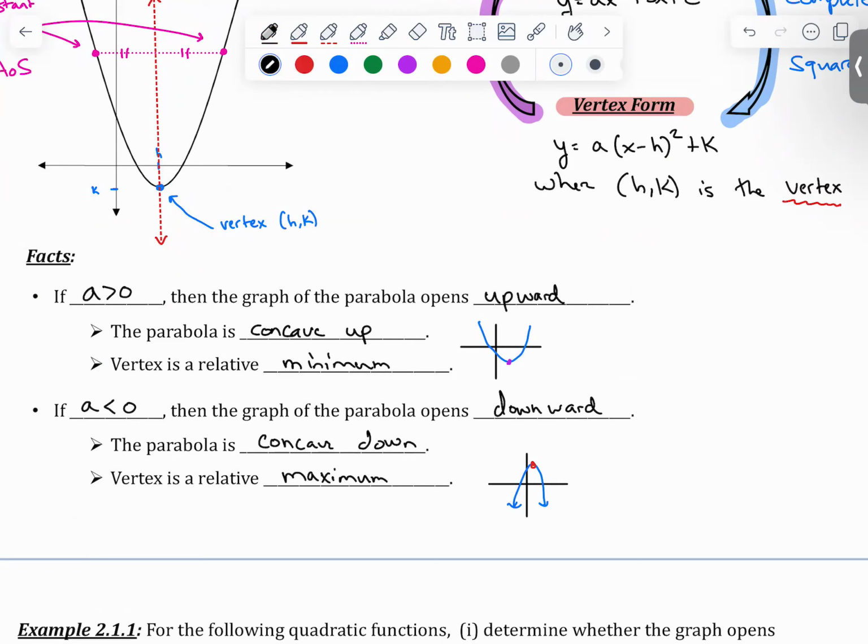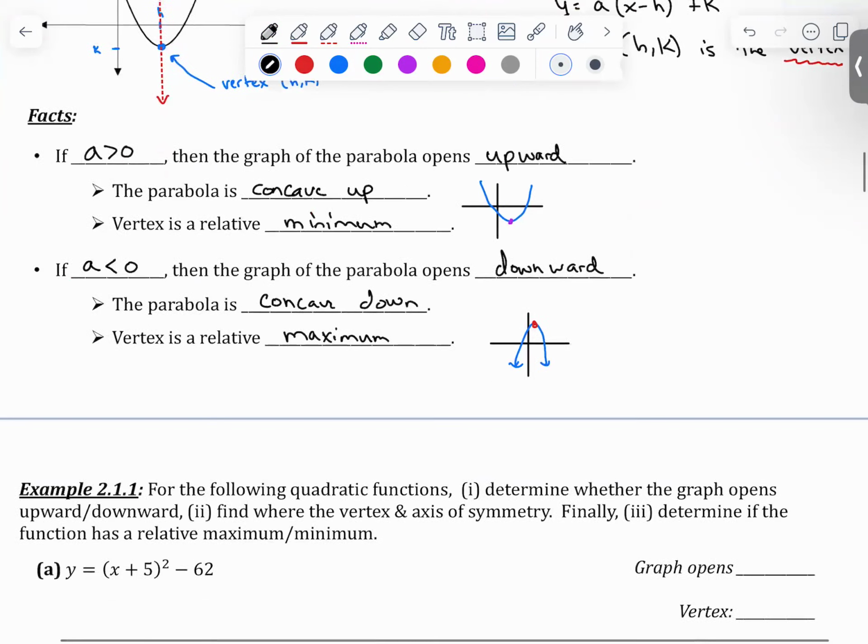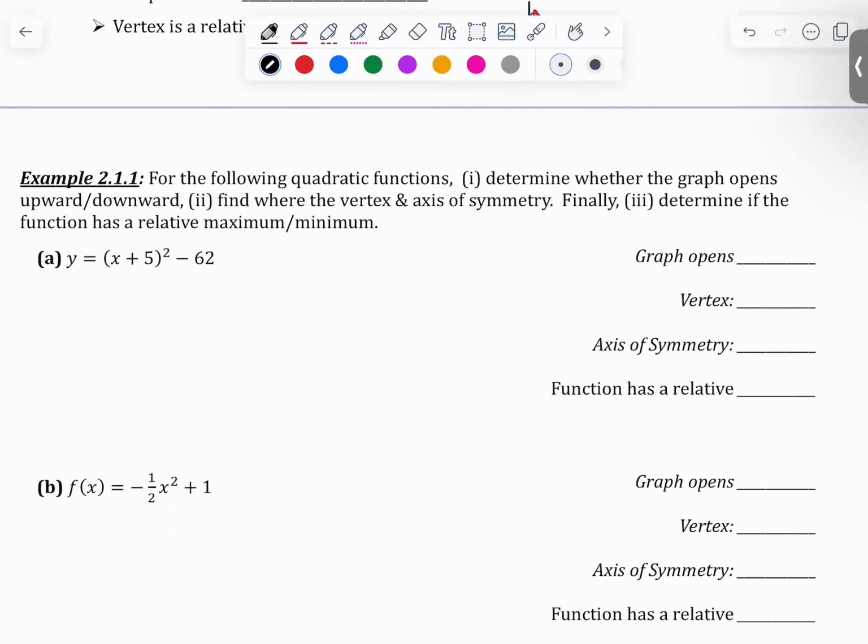So one of the first things that we should do is try to make sure we get comfortable identifying all the pieces. For the following quadratic functions, determine whether the graph opens upwards or downwards, find where the vertex and the axis of symmetry occur, and then find out if the function has a relative maximum or a relative minimum. So this one right here, we're trying to determine whether or not it opens upward or downward. It is already in vertex form, but there's no a value. But yes, there is. There's a hidden, implied 1. So a is equal to 1, which is greater than 0, which means that the graph opens upward, or just simply up if you'd like.